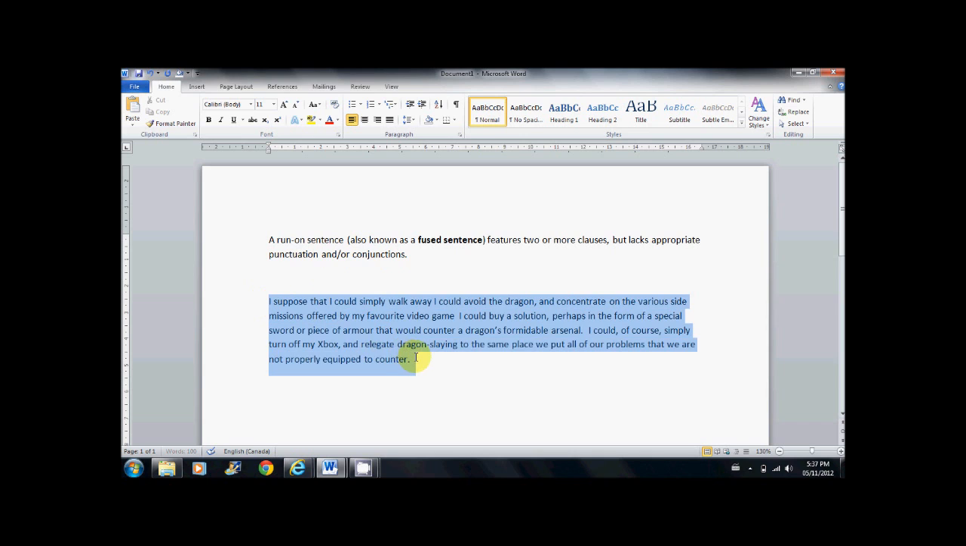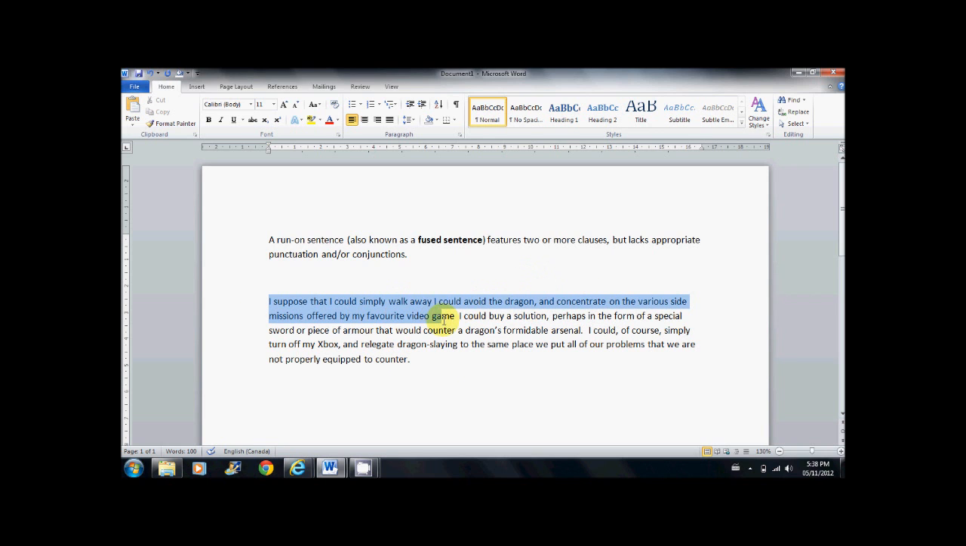So there are a few fused sentences in here that I've added just for the benefit of this tutorial. I should also tell you that as I was reading this, I found myself pausing naturally at those places where punctuation or conjunctions are actually necessary. So one way to test your writing for fused sentences is to read it and see if you pause naturally at places where you haven't included that punctuation or conjunction. That might be an indication that you have a fused sentence in your work. So let's take a look at what I have here.